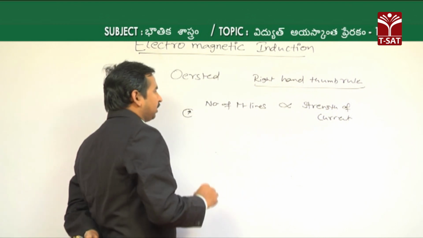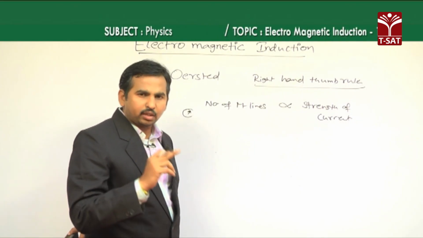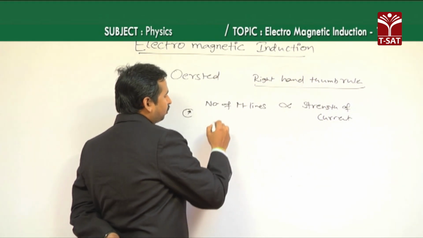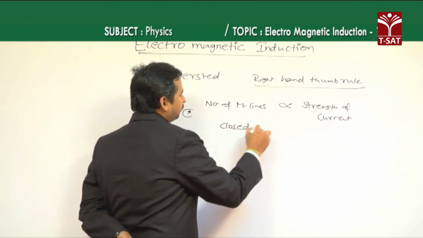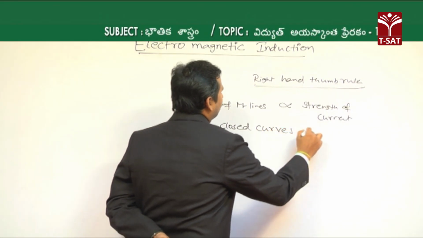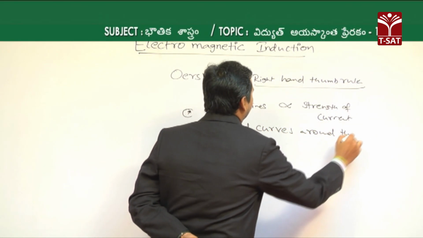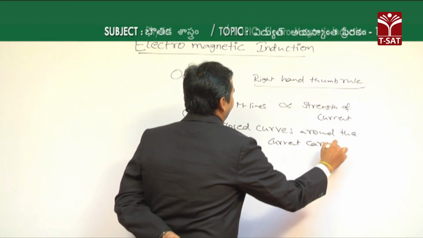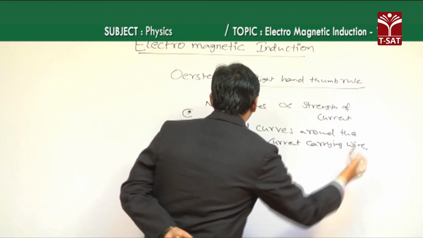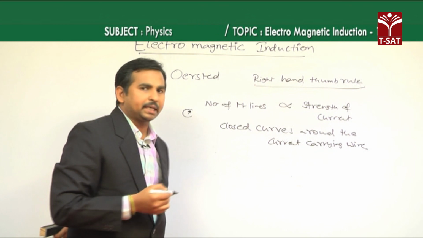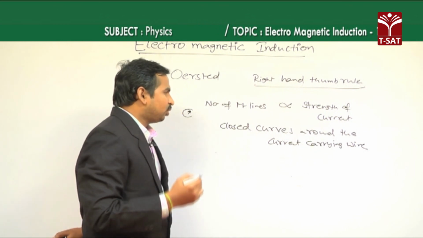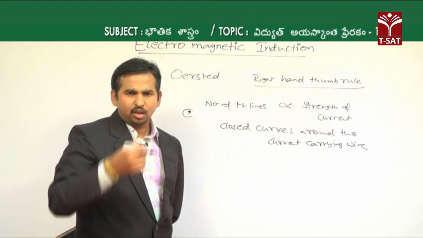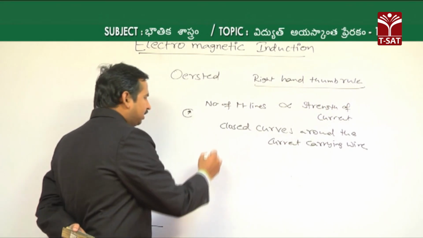And not only that, these magnetic lines of force are closed curves around the straight conducting wire, closed curves around the current carrying wire. So, the number of magnetic lines is directly proportional to the strength of the current and those are closed curves around the current carrying wire.